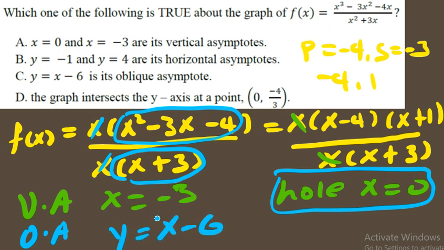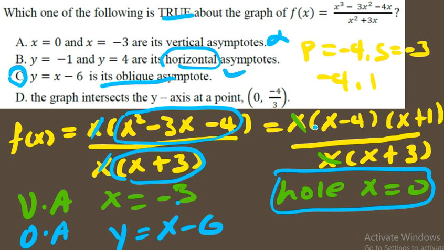So now let us check which one of the following is true. Obviously C. y is equal to x minus 6 is its oblique asymptote. Yes. The others, look, A, x is equal to 0 and x is equal to negative 3 are vertical asymptotes. No, the vertical asymptote is only negative 3 because it has a hole at x is equal to 0. B says it has a horizontal asymptote. No, no horizontal asymptote this time because the upper degree is larger than the lower degree. So no horizontal asymptote.